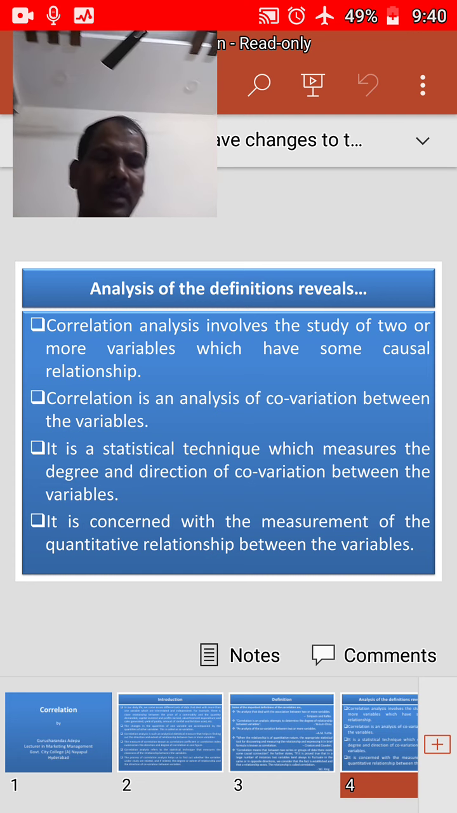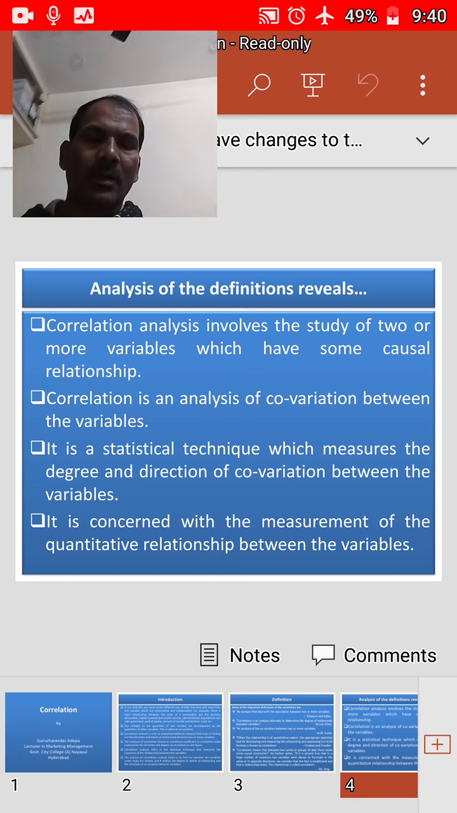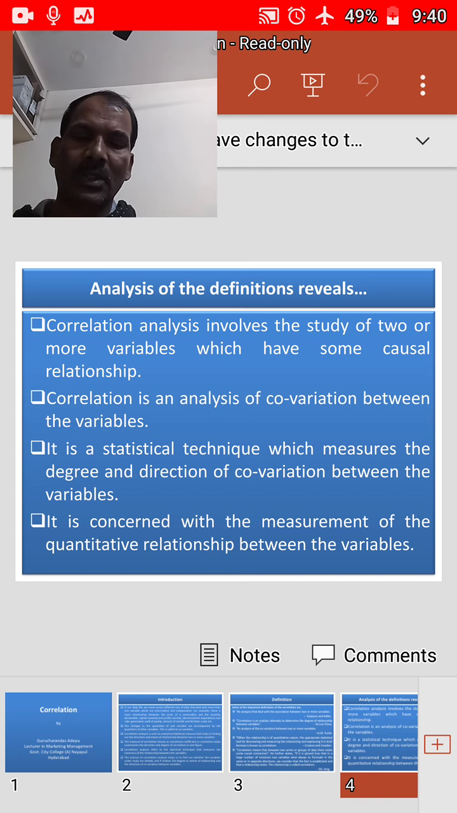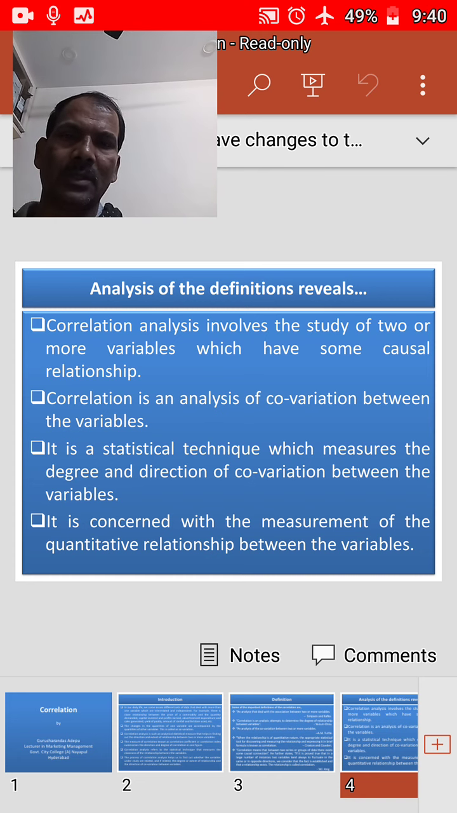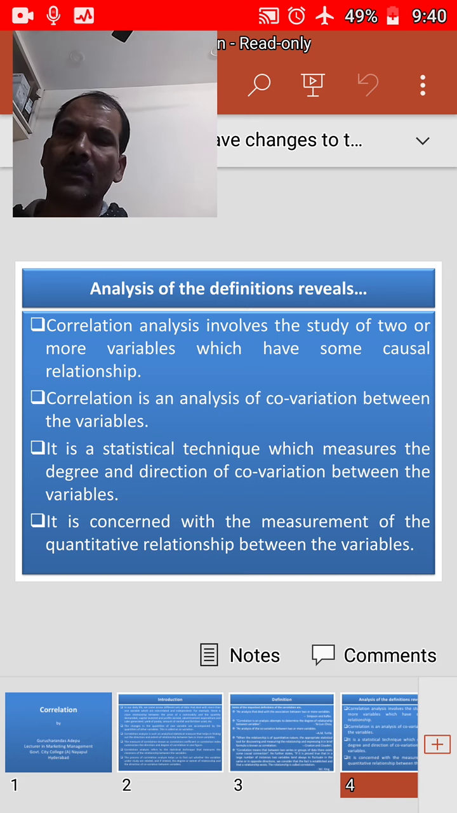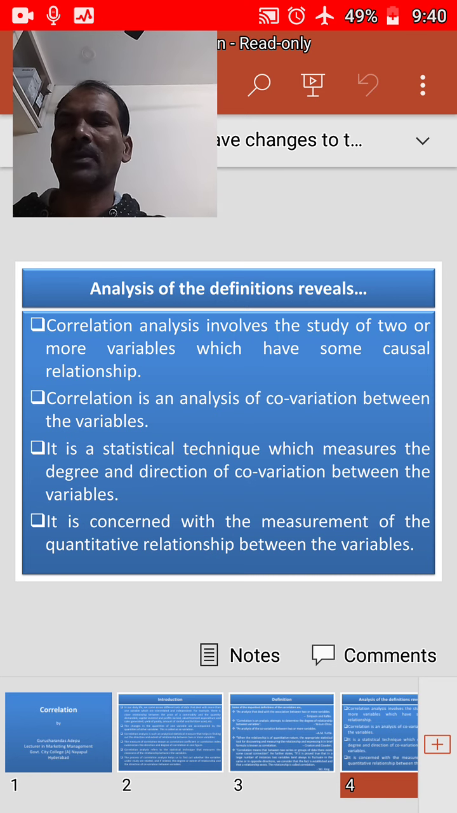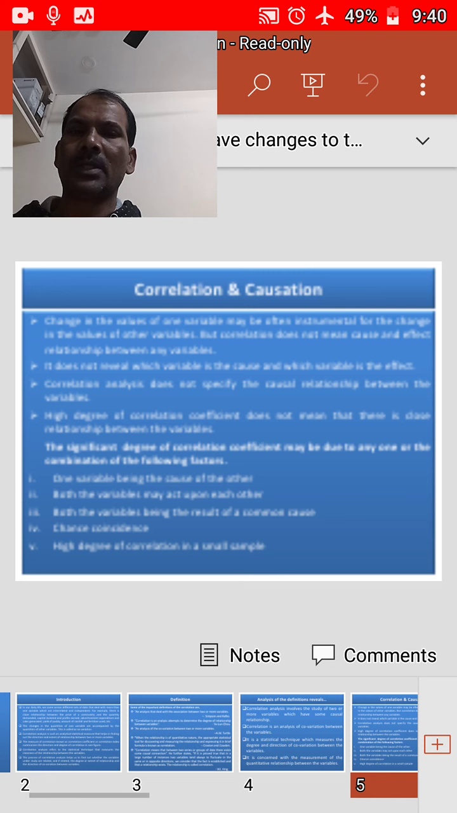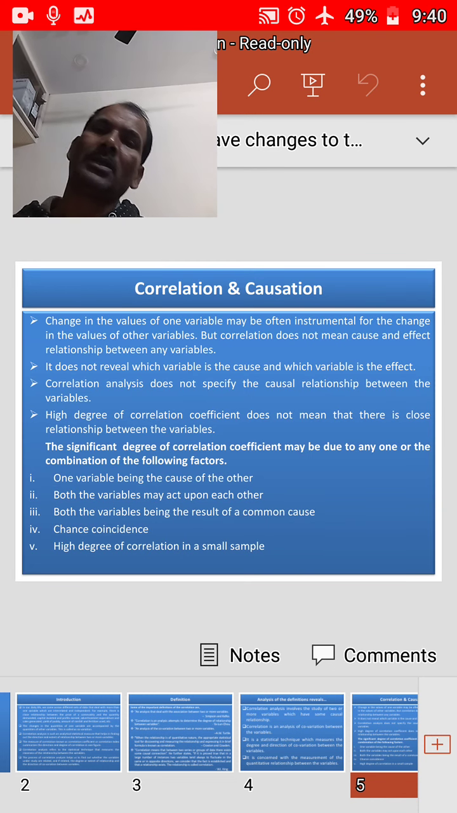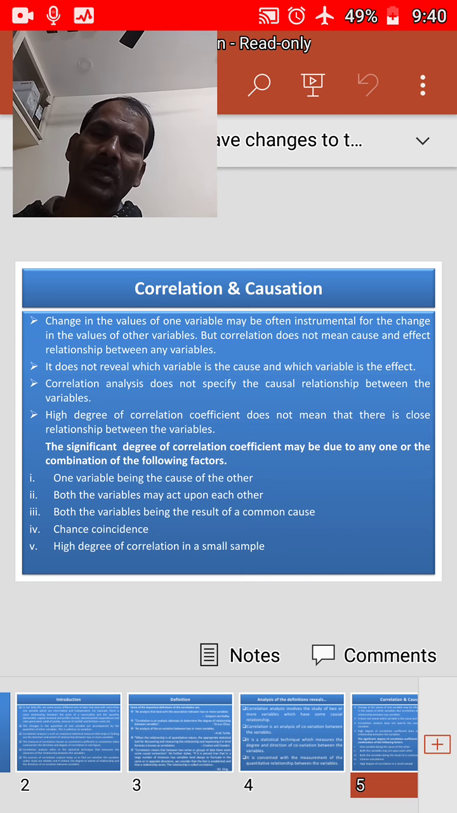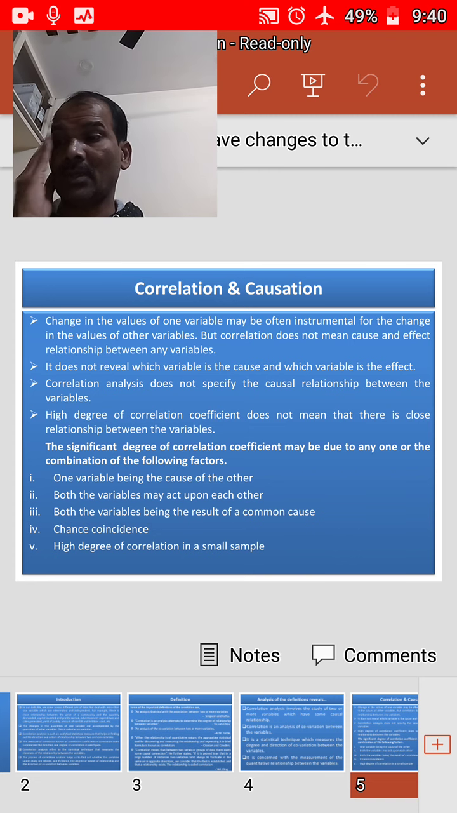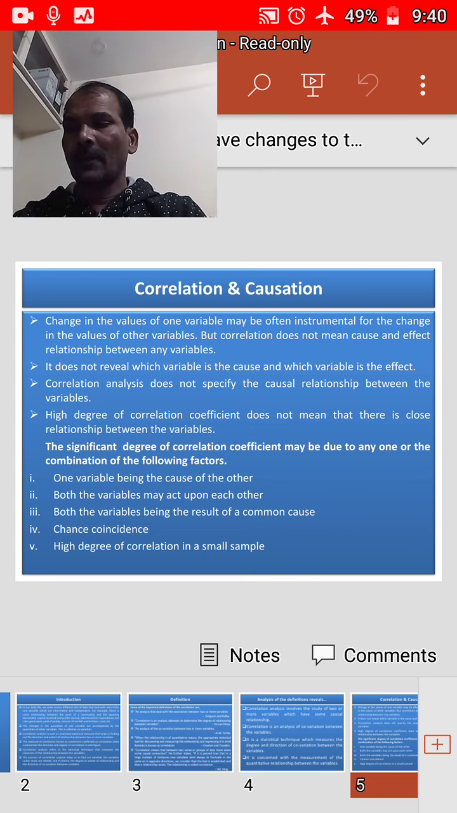And fourth, it is concerned with the measurement of the quantitative relationship between the variables. Correlation and its cause and effect relationship we will see in this PPT, right?